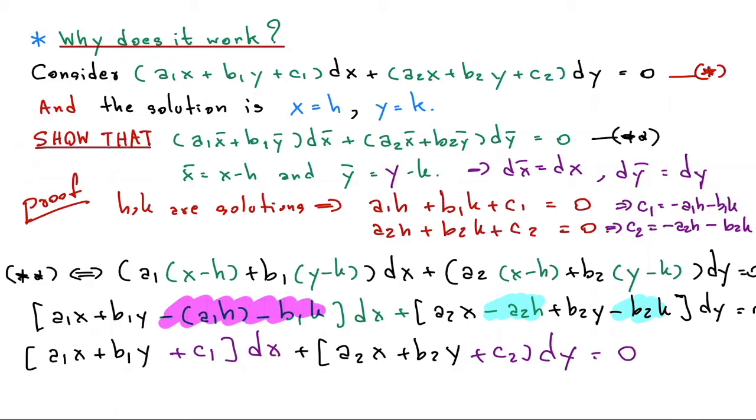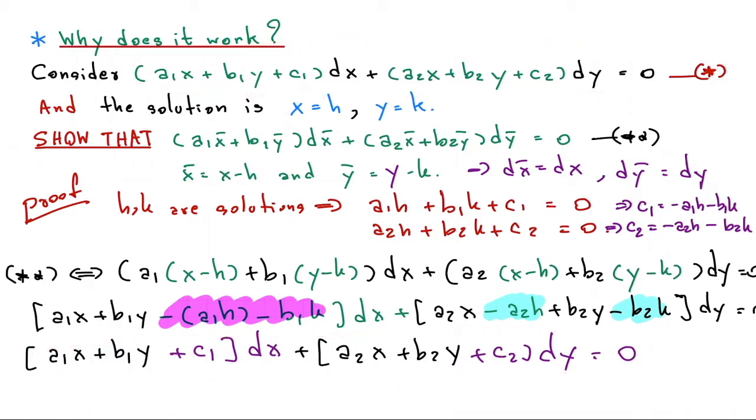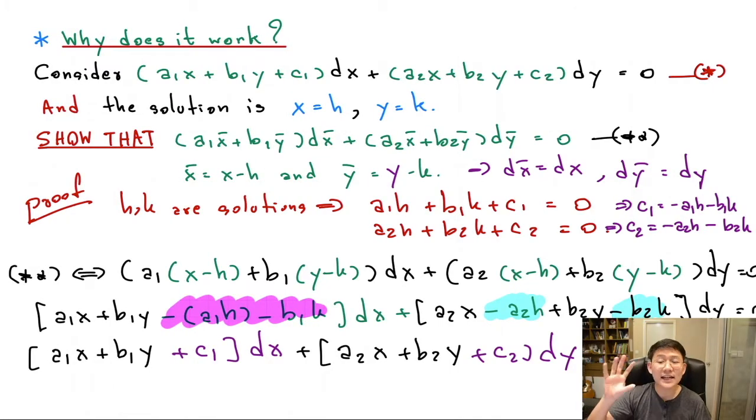So right now you can see this equation and this equation are exactly the same. It means that if you begin with this equation, you get the solution h and k, and this equation is exactly the same as that equation, and that can be proven here. Equation double star is the same as equation star. And that is why it works.